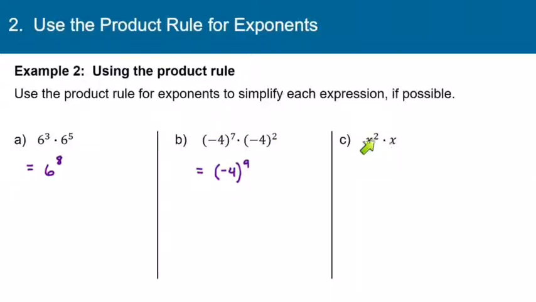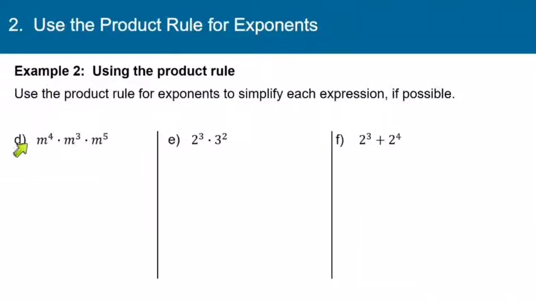Okay, here on part C we have x to the 2nd times x, and there's no exponent visible. So you have to remember that if there's no exponent visible, the exponent is understood to be a 1. So what we really have here is x to the second times x to the first. Now the bases are the same, and so we will keep the base and just add the exponents. 2 plus 1 is 3.